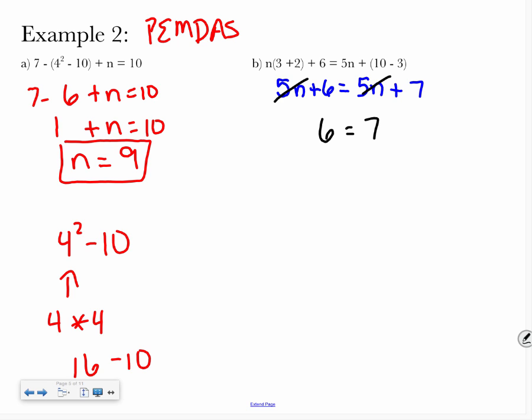Uh-oh. 6 equals 7. Is that true? No, at least not in my book. But 6 equals 7 is not true in any book. So we say those are not equal, and that means that there is no solution. If you get that one number equals another number, and it just doesn't make sense, that can't be possible, then you write no solution. Okay?